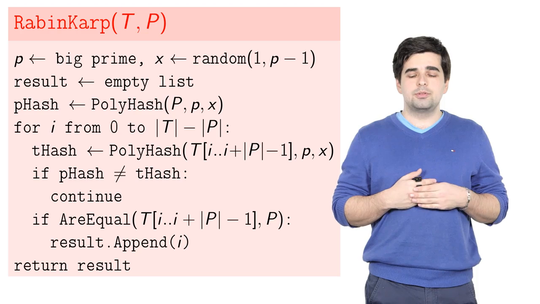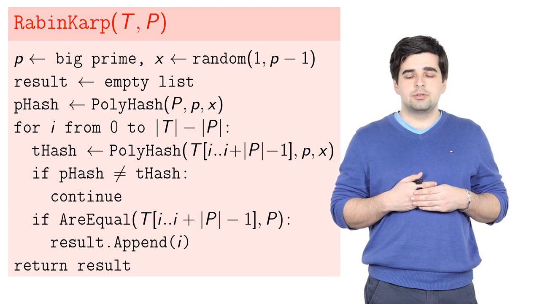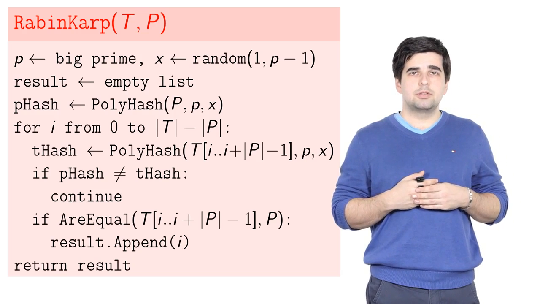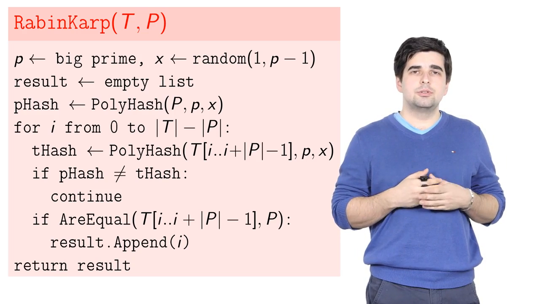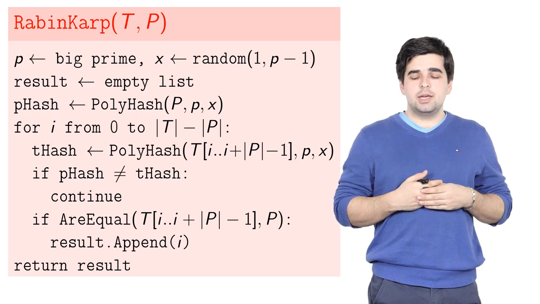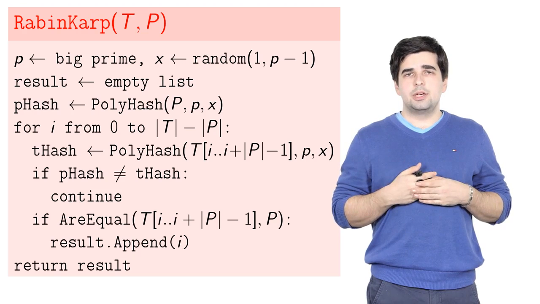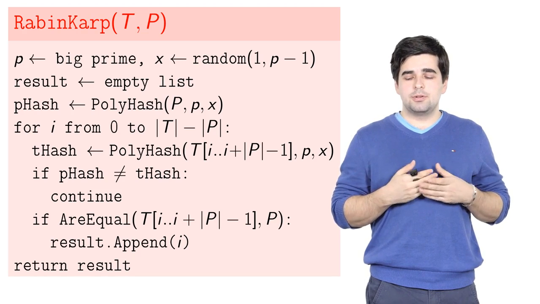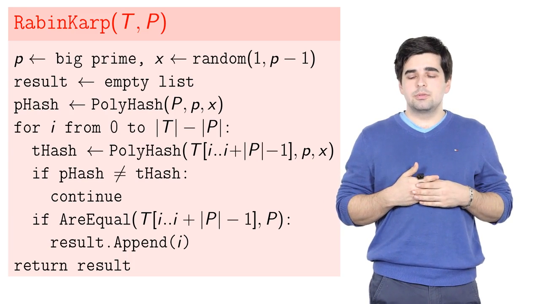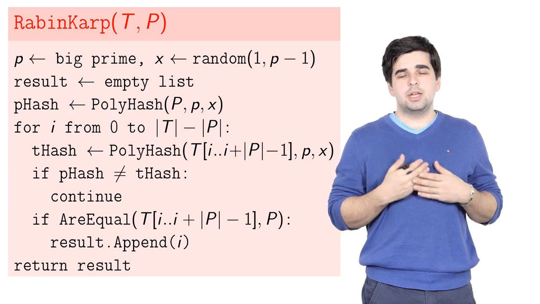We also pre-compute the hash value of our pattern, and we call the PolyHash function to do that. Then we again need to go through all possible starting positions of the pattern in the text. So we go for i from 0 to the difference of the length of text and pattern. For each i, we take the substring starting at position i and of length equal to the length of the pattern, which is T from i to i plus length of the pattern minus 1. We compute the hash value of this substring, and then we look at the hash of the pattern and the hash of the substring.